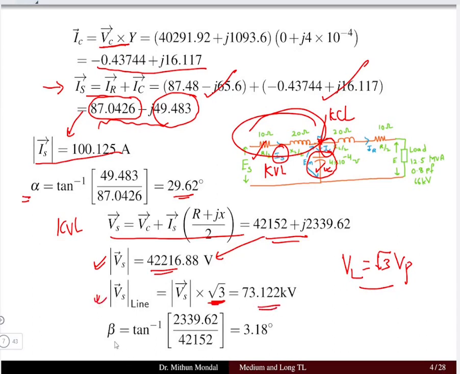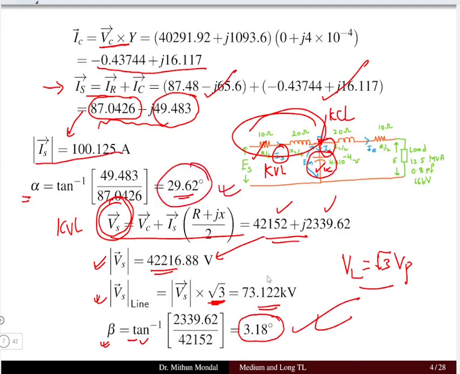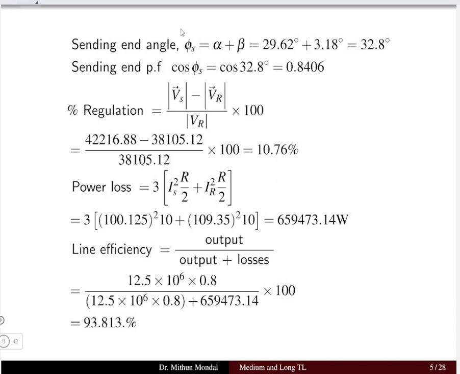Now we can compute the value of beta. Beta is nothing but the angle which is determined from the Vs. So the imaginary part by the real part, we take tan inverse. That is giving us 3.18. Now we have got the value of beta, and we have got the value of alpha. This we are going to use. After that, the sending end angle will be equal to alpha plus beta. Alpha and beta we have already computed, so that is 32.8 degrees. It means the sending end power factor cos phi s is the cosine of this angle, which is equal to 0.8406.